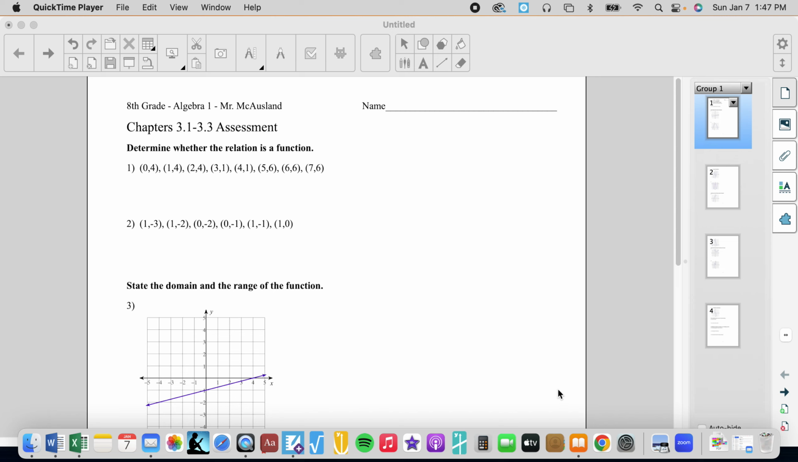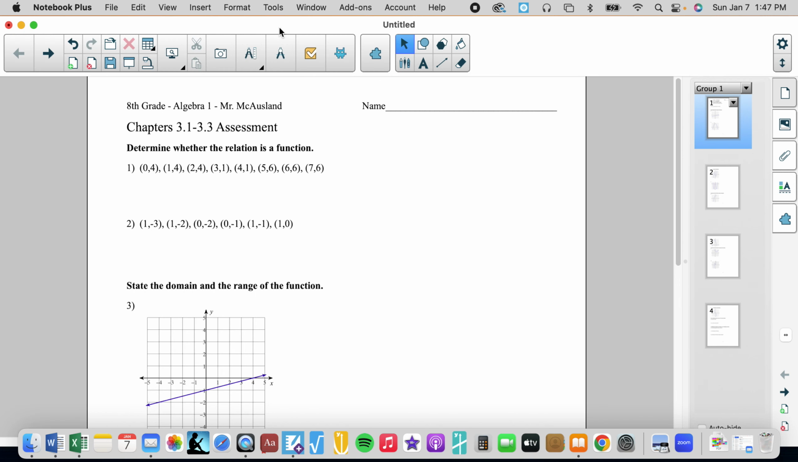This is a detailed answer key for the 3133 assessment. First question, always important. Let's make sure we're reading the directions. What are they asking for? What do we need to do in order to answer that question? So it says determine whether a relation is a function.